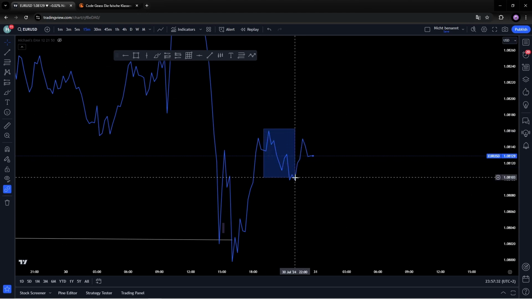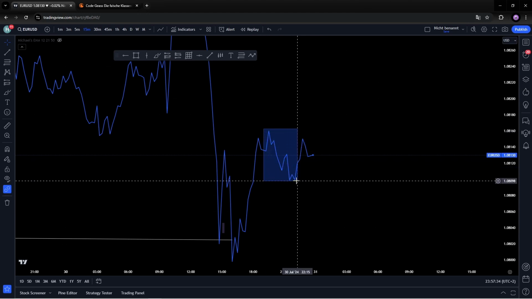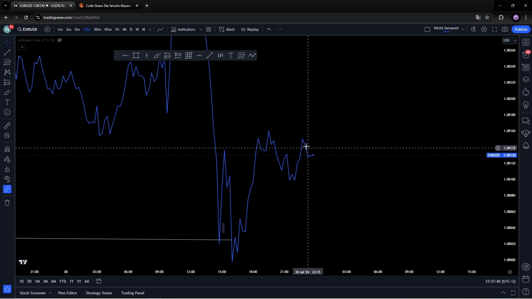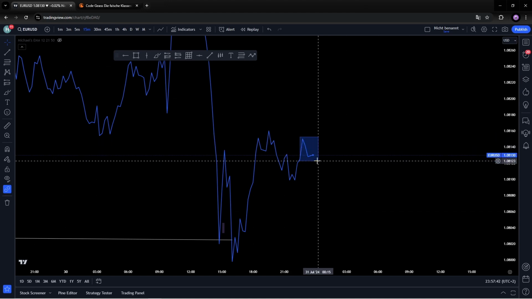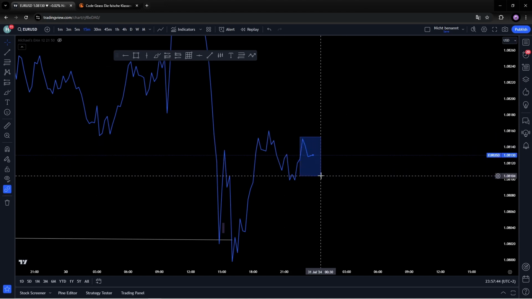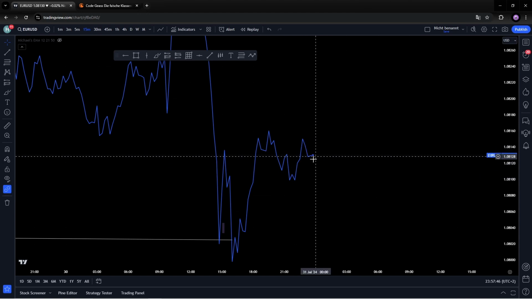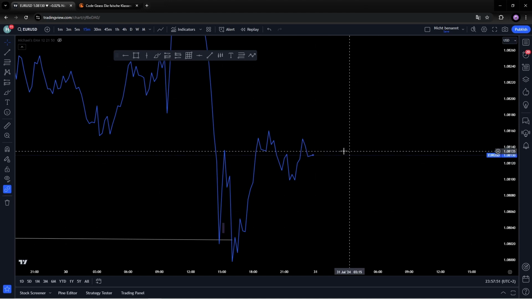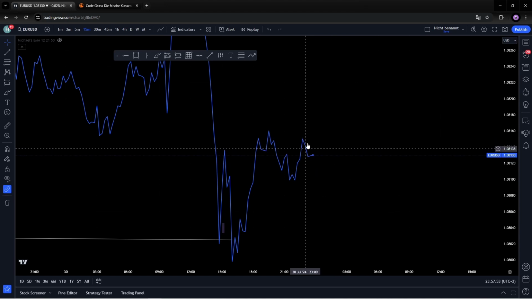But this was the last trend, which was going down. Because the bias is not clear right now, it's actually not even bad for our strategy, because our strategy works the best on consolidation and price going sideways.